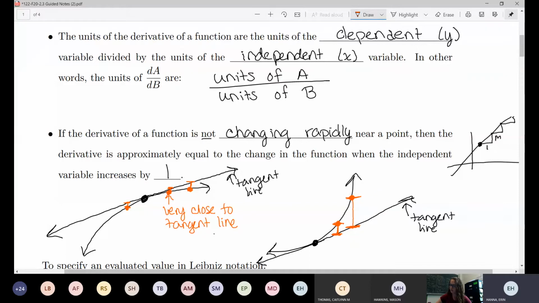But if we stick relatively close to the point that we care about, the point that we have the tangent line at, I should say, it would actually give a pretty decent approximation. It might not be perfect, but it could give us an idea of maybe what the function value is. So we're going to be using our tangent lines to do that in a minute.